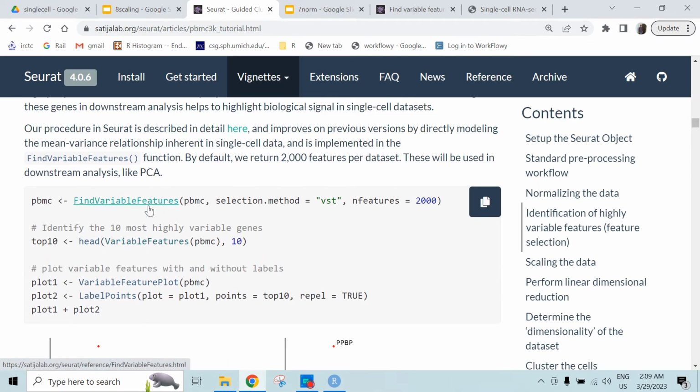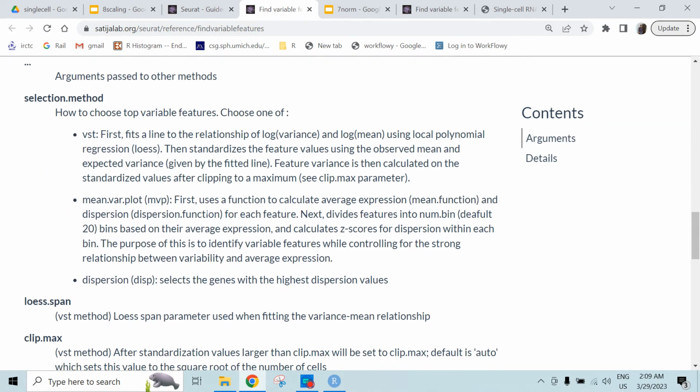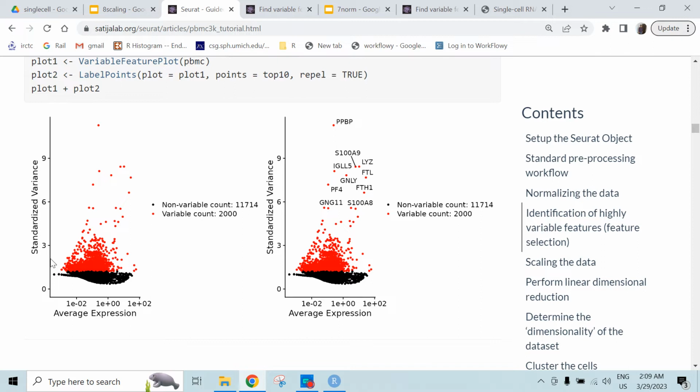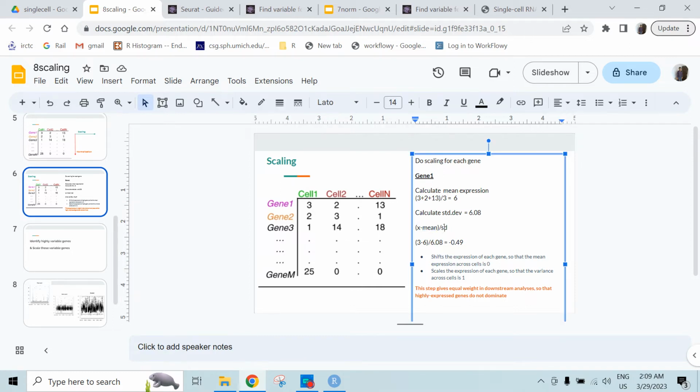Okay, so this function, let's click here. So this is the VST method. Basically, it draws a plot between the mean average expression of that gene across all the cells versus the variance. So two parameters we are estimating: for every gene we calculated its mean and its standard deviation.